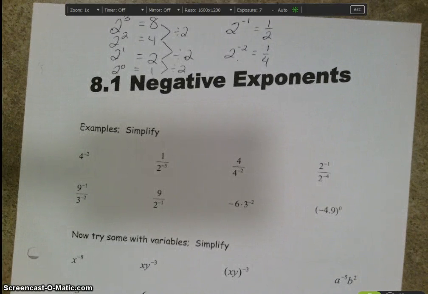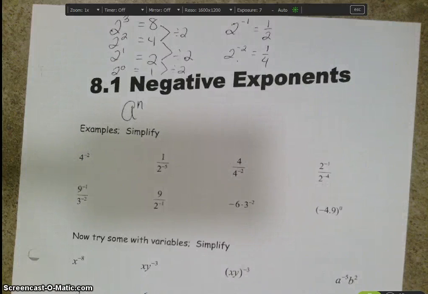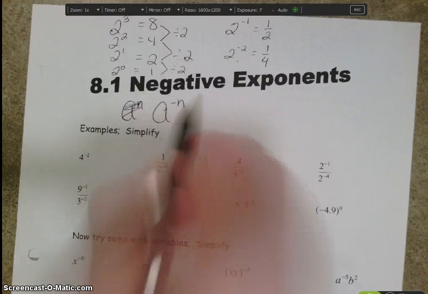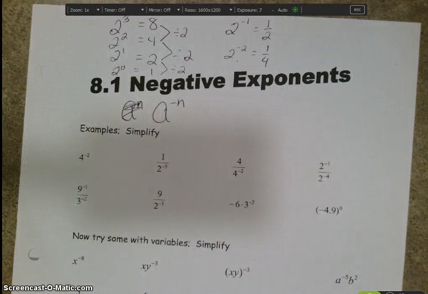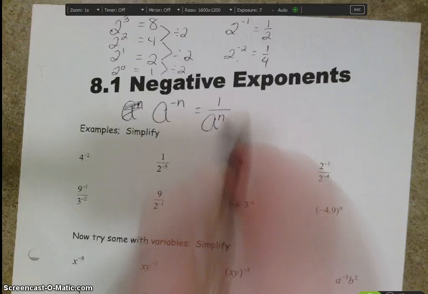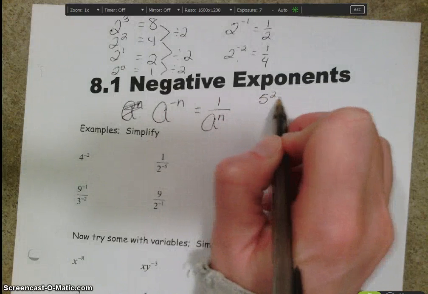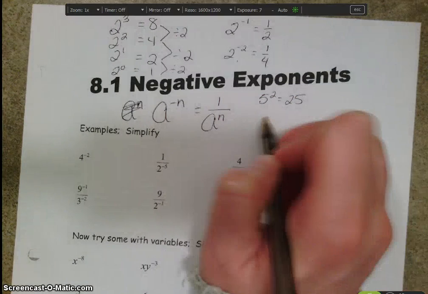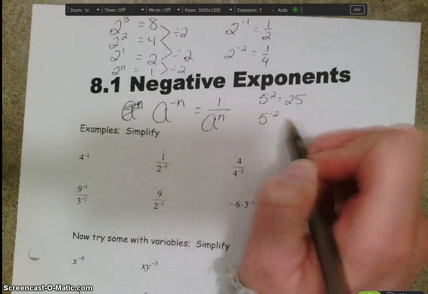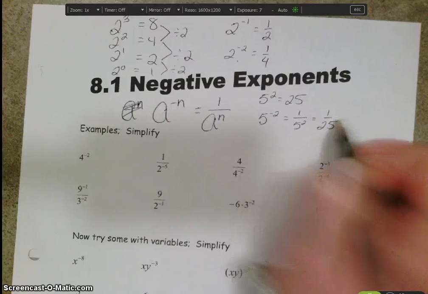I'm going to first write this out algebraically. So if I have any number to a negative exponent, it is equal to 1 over the same number to a positive exponent. So a couple quick examples. Since 5 squared equals 25, 5 to the negative 2 equals 1 over 5 squared equals 1 over 25.